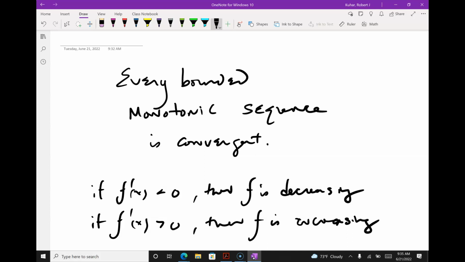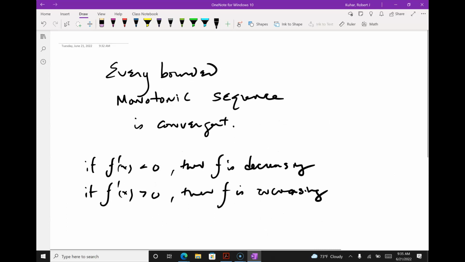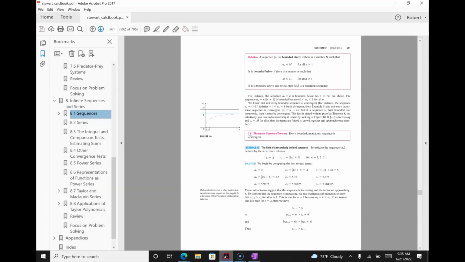And then we just have to find a bound, but that's pretty easy. Right? Think about it. If we found a bound above, or a bound below, we're talking about a local min or maxes kind of thing. Let's see what the book says.